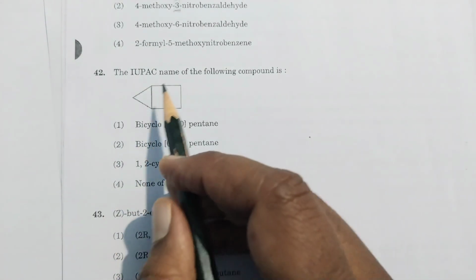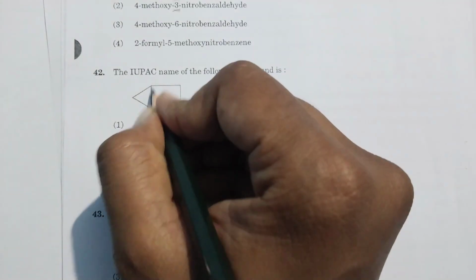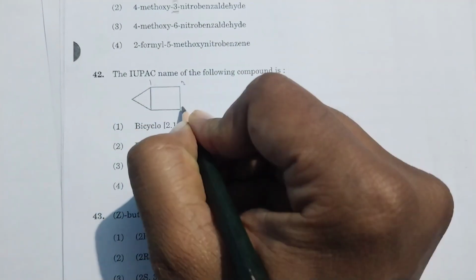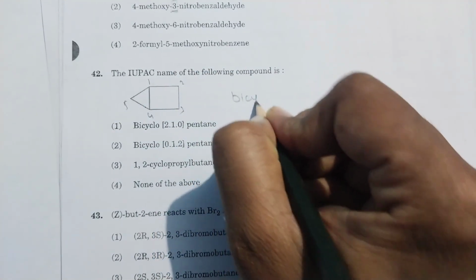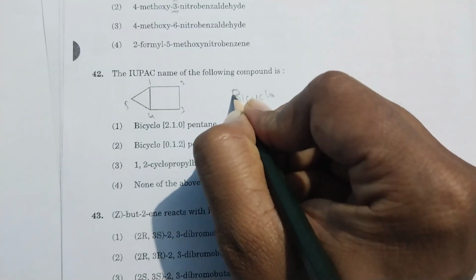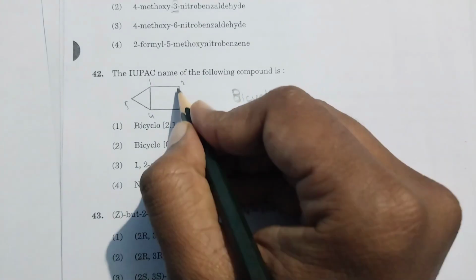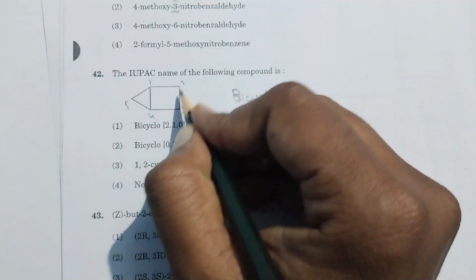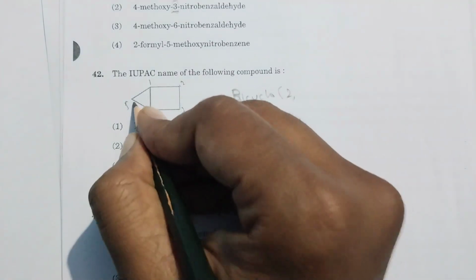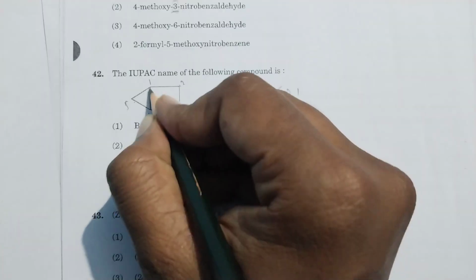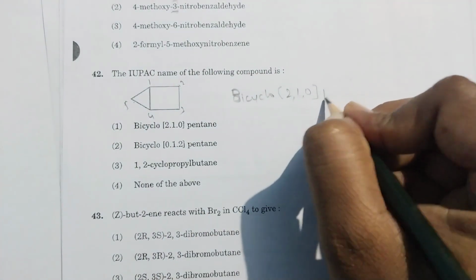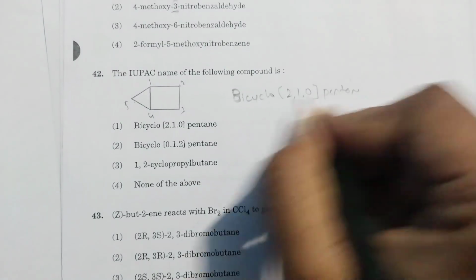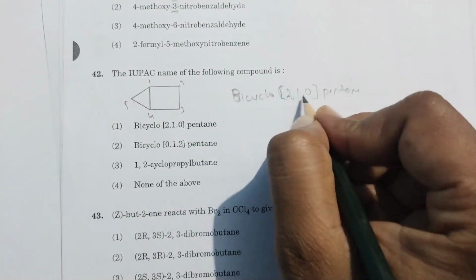Again, the IUPAC name of the following compound. This is a bicyclo compound, 1 2 3 4 5. Bicyclo. This larger ring, smaller ring: larger ring containing 2 carbon atoms, smaller ring containing 1 carbon atom. There is no carbon atom in between bridged carbon atoms, hence, 5 carbons means it is pentane. Bicyclo 2 1 0 pentane. This is the answer.